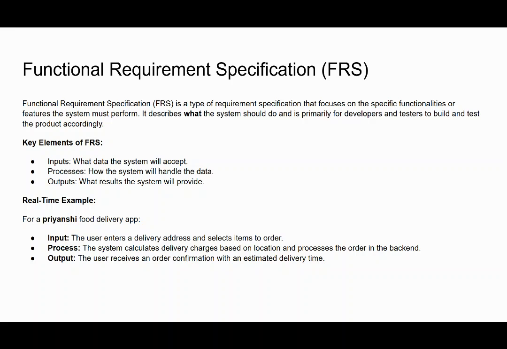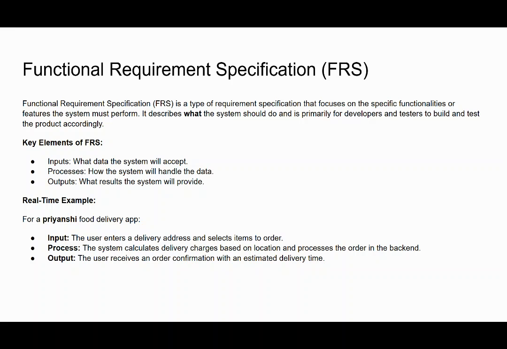So what is the internal process? The system calculates the delivery charges based on the location and processes the order in the backend. For suppose the user's address is somewhere 20 kilometers away from the restaurant. So it calculates the total distance, nothing but a delivery cost.